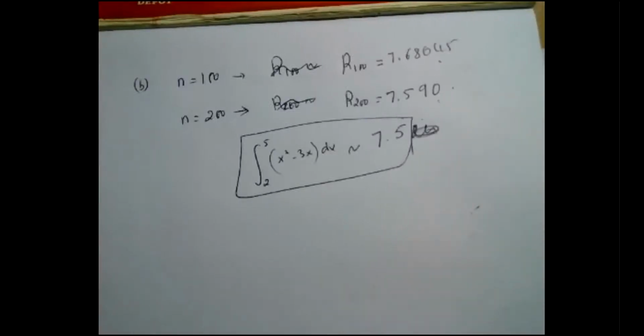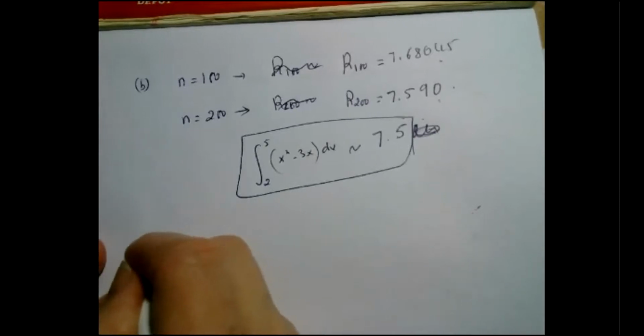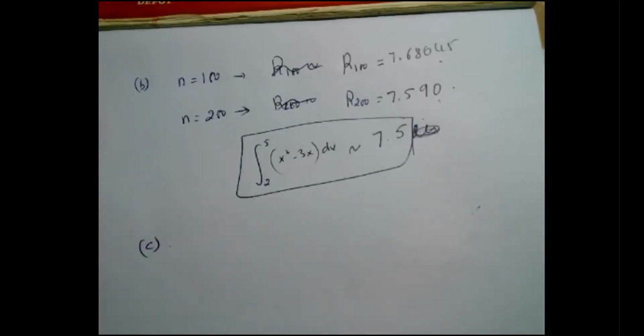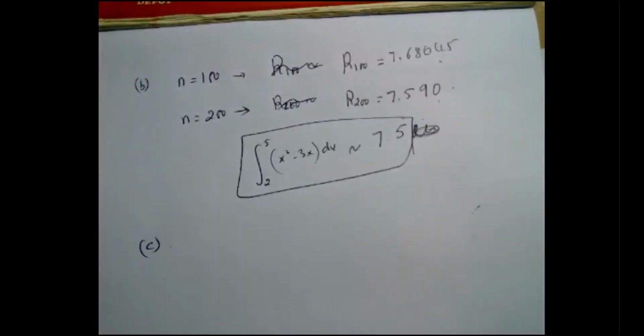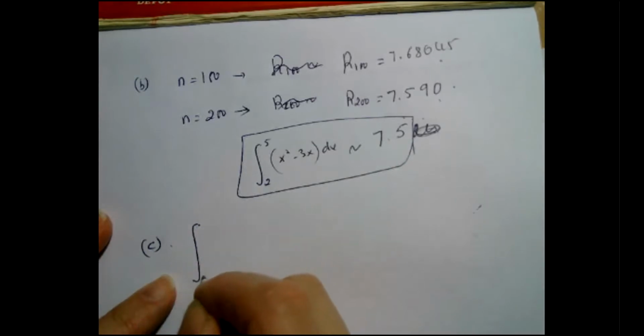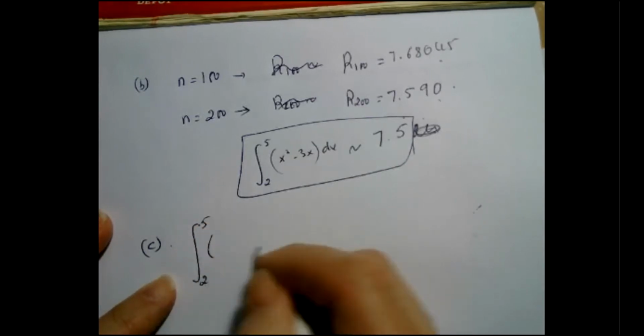Right. Now, part C. Part C is the following. I want you to write the integral as a limit of Riemann sums. So this is the situation. I wanted you to learn the general format. So what is it as a limit of Riemann sums? What do I mean by that?